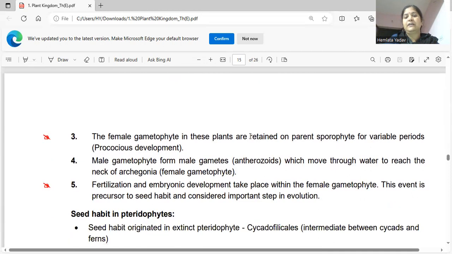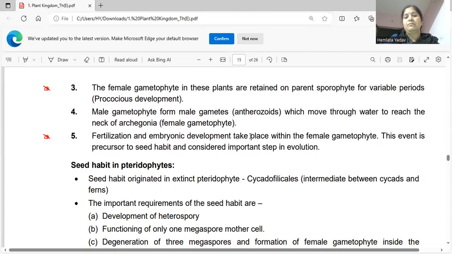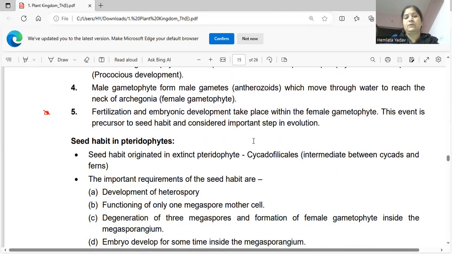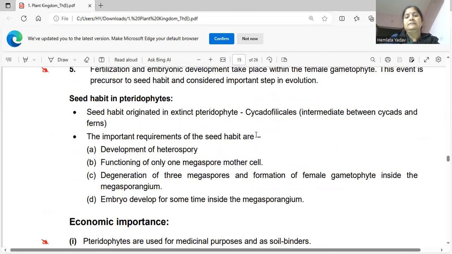The female gametophyte in these plants is retained on the parent sporophyte for a variable period. The male gametophyte forms male gametes, antherozoids, which move through water to reach the neck of the archegonium. Fertilization and embryonic development take place within the female gametophyte. This event is a precursor to the seed habit, considered an important step in evolution. Seed habit originated in extinct pteridophytes, Cycadofilicales, intermediate between cycas and fern.